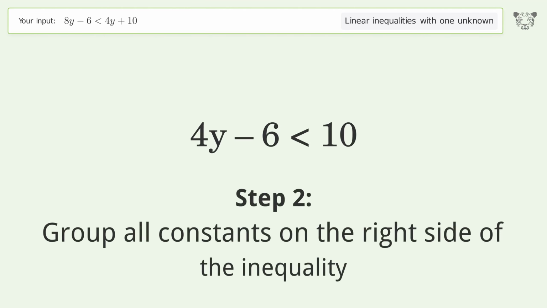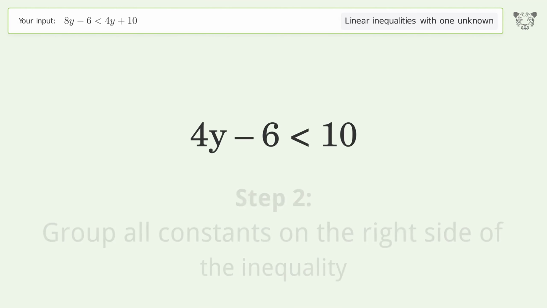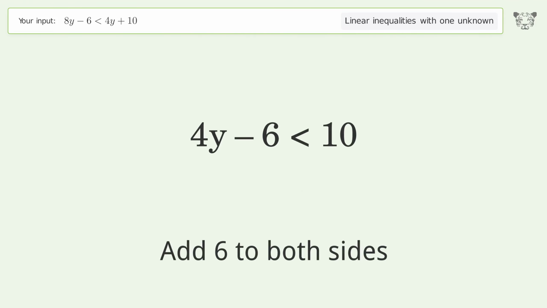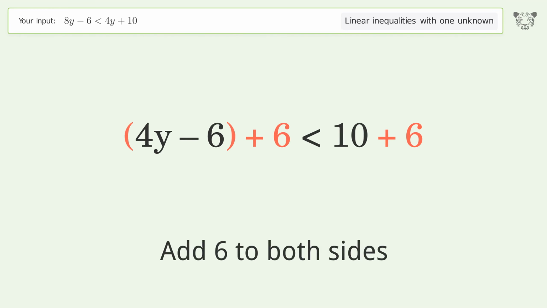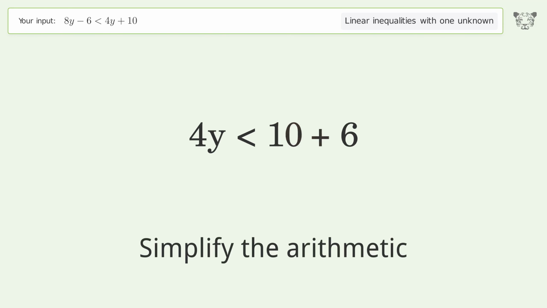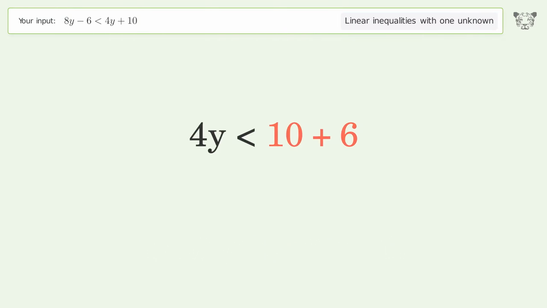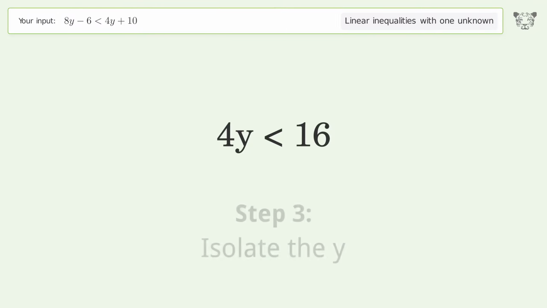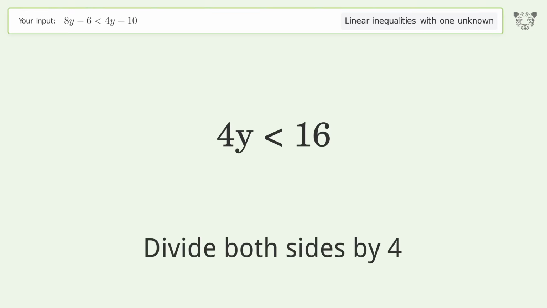Group all constants on the right side of the inequality. Add 6 to both sides. Simplify the arithmetic. Isolate the y. Divide both sides by 4.